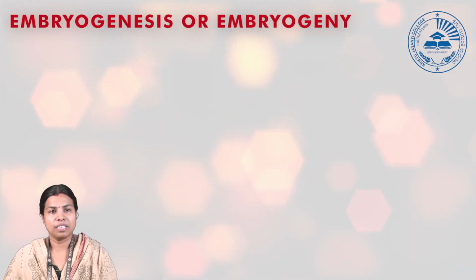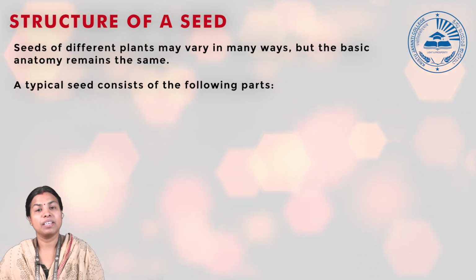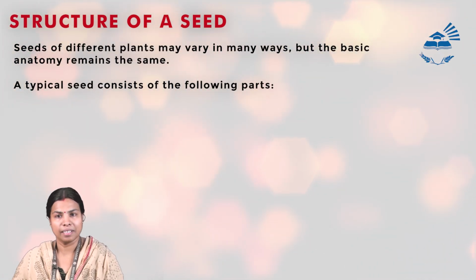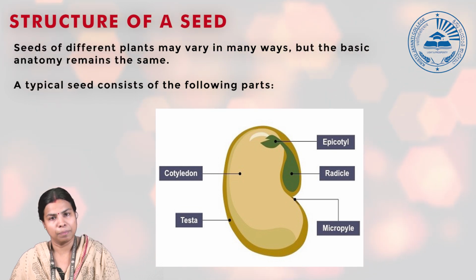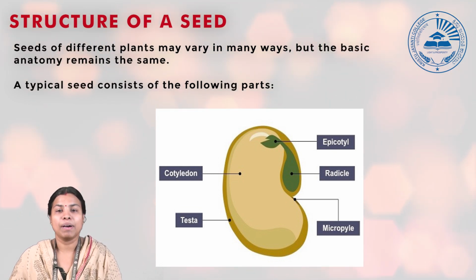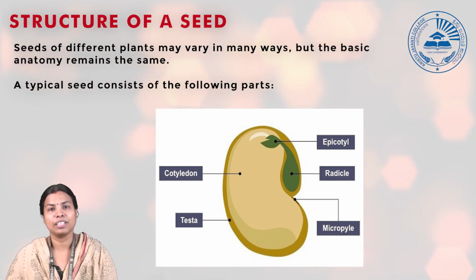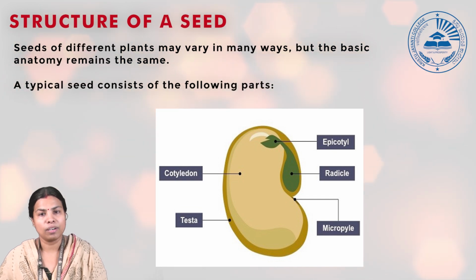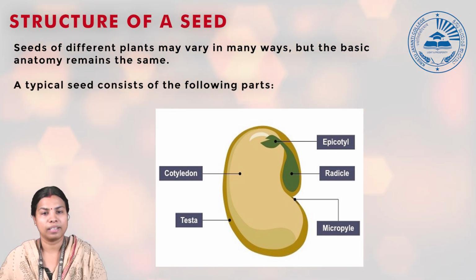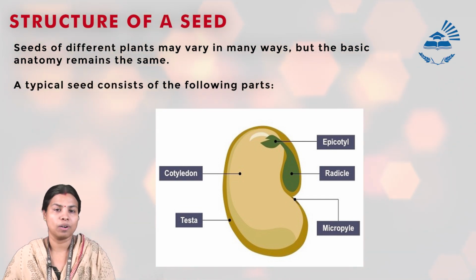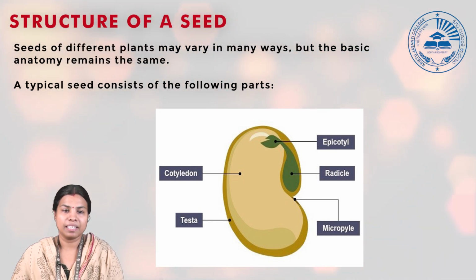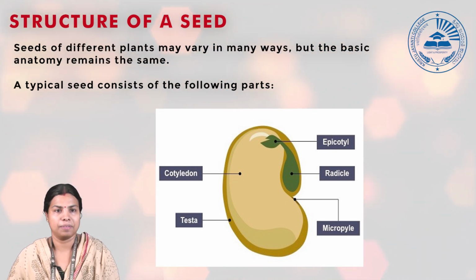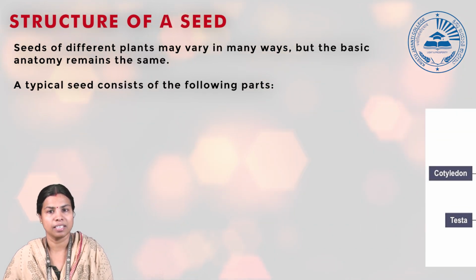Structure of seed. Seeds of different plants may vary in many ways, but the basic anatomy of the seed remains the same. A typical seed consists of the following parts, which you are already aware of: the micropylar region, the radicle where the root emerges out, the epicotyl where the shoot emerges out, the cotyledon, where in a dicot you have two cotyledons and in a monocot only one, which we call the scutellum, and the testa, which is the covering of the seed. Moving on to the elaborate structure.